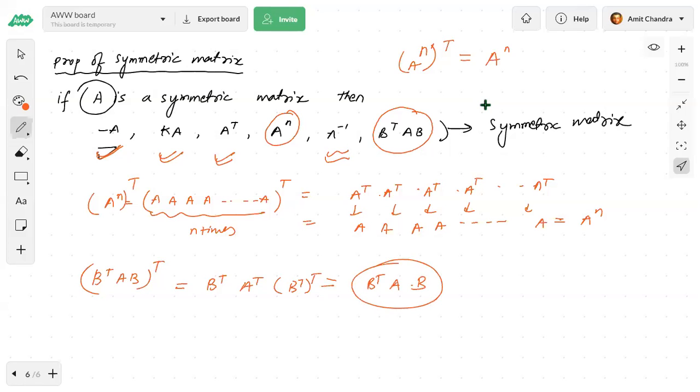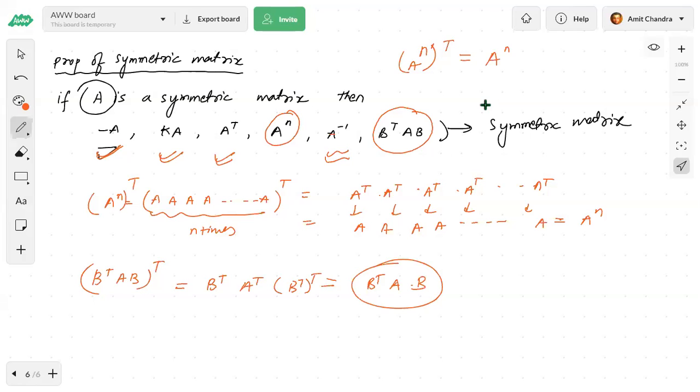Okay, copy this one. These three you should remember. The inverse property I will tell you when we have done inverse. Copy this one also. Okay, everybody understood this one? Let's do some more properties.